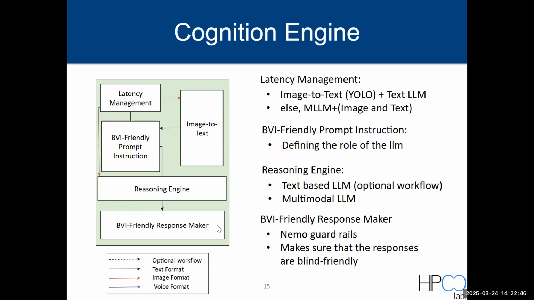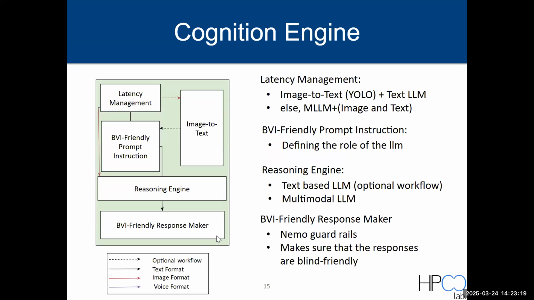And the next is the BVI-friendly response maker. The output from the reasoning engine, or any LLM, if we do not set it properly, need not always be BVI friendly. So to make the responses friendlier for the blind, we're going to use NeMo Guardrails. As we have discussed in the previous slides, we have set predefined rules and we have set the actions.py. So that is being implemented over this BVI-friendly response maker, and you're going to get the output.